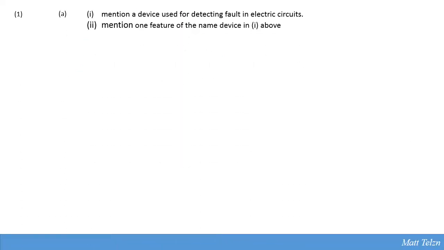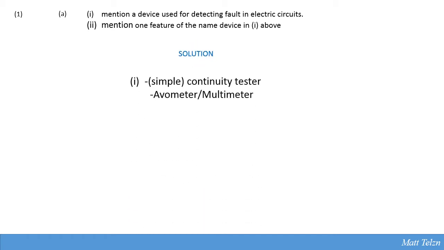First question is question 1. The A part has Roman numeral 1 and Roman numeral 2. Roman numeral 1 says, mention a device used for detecting fault in electric circuit. Roman numeral 2, mention one feature of the named device in Roman numeral 1 above. Now the answer to this question is simple continuity tester, or avometer, or multimeter.